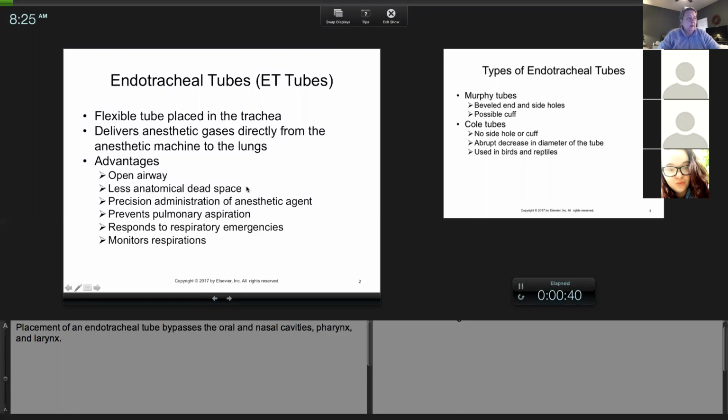Now, let me talk about something called dead space, and you have to understand what dead space is. Dead space is any area within the breathing system or the animal where there is non-functional gas exchange. Gas exchange occurs in the alveoli, and it is when the oxygen and inhalant that they inhale move from the alveoli to the capillary. And that is the goal.